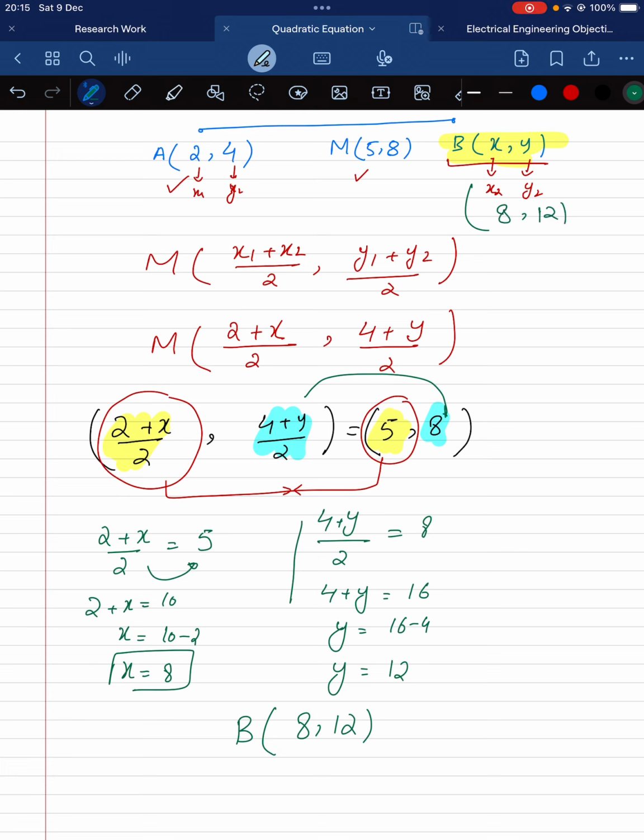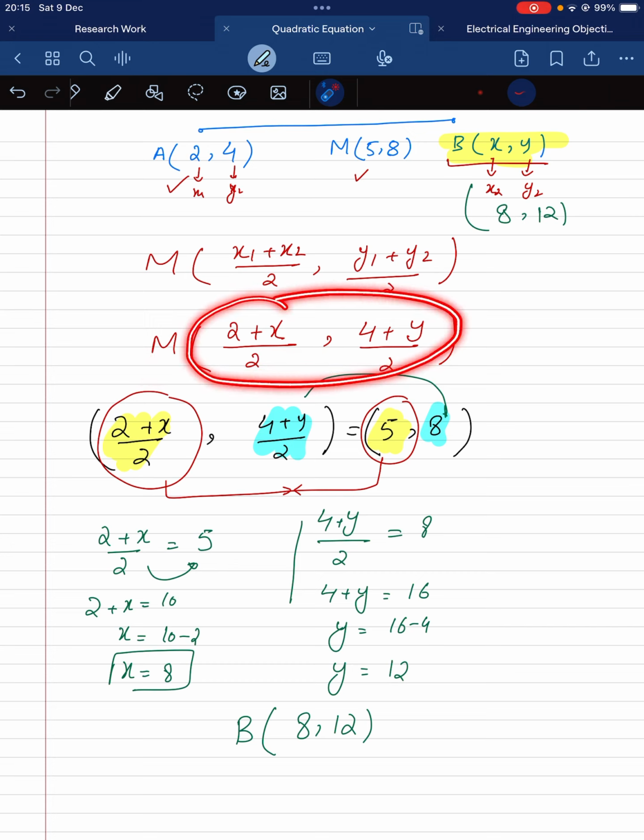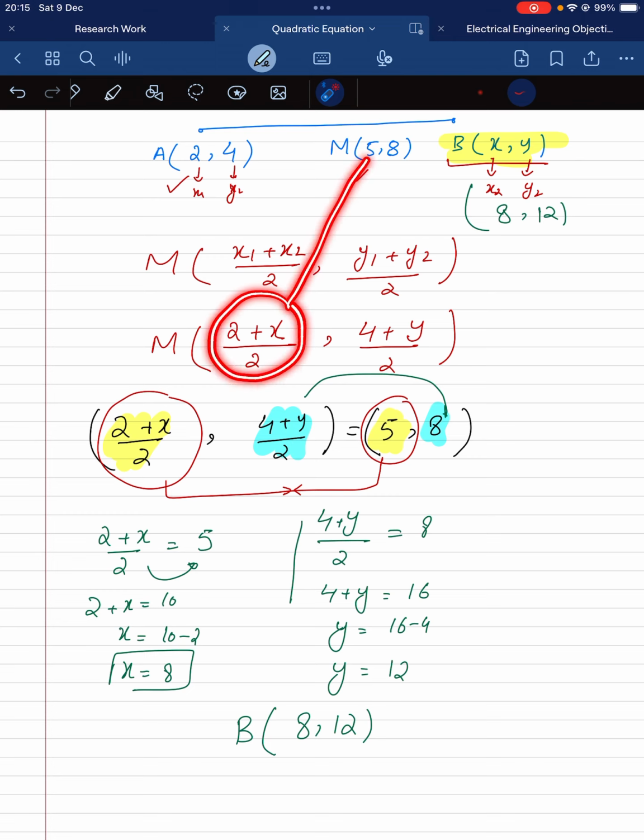8 comma 12. We have used the same formula, but after using the formula we just need to equate this midpoint with the point that is already given. We compare its first value with the first value of the given midpoint, and we compare the second value with the second coordinate in the midpoint.